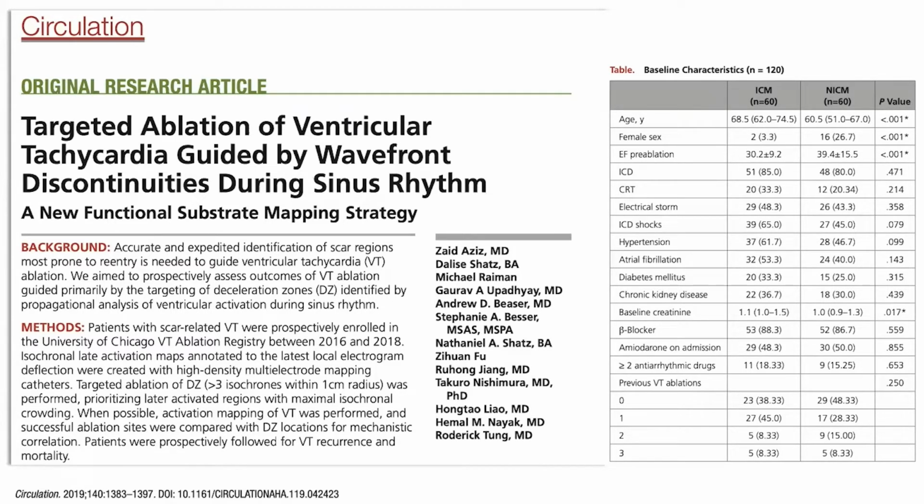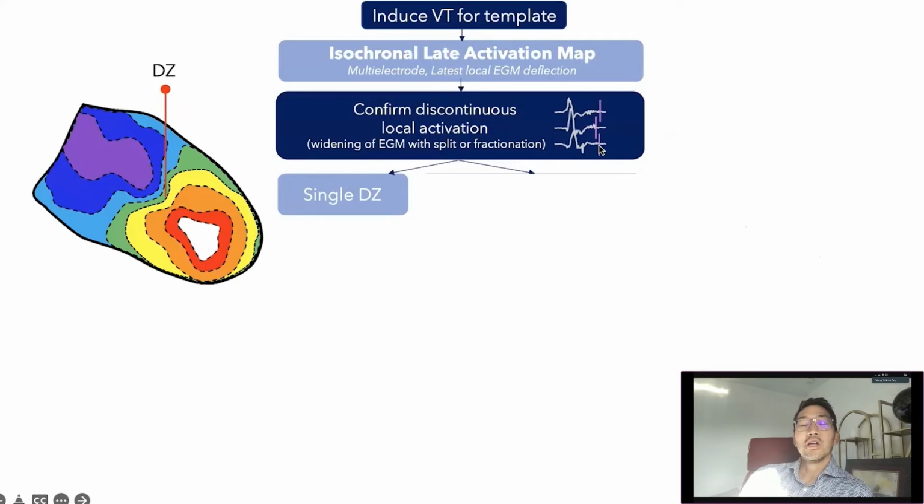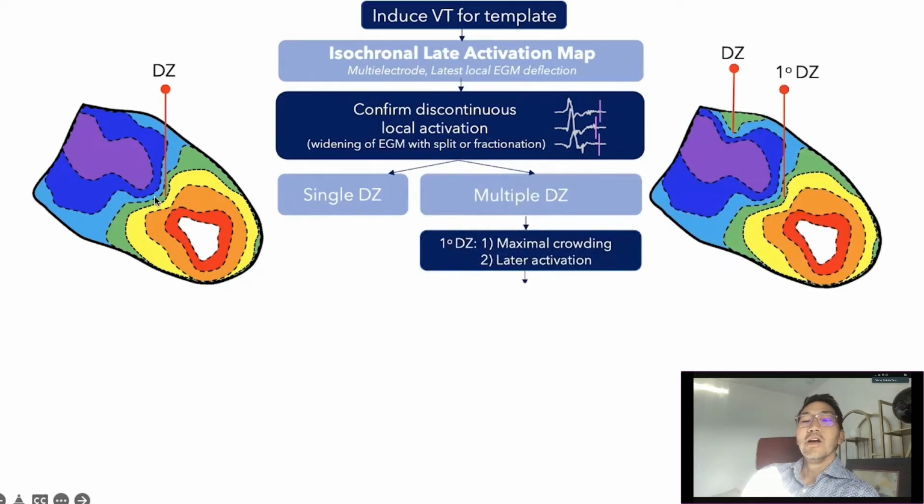So in this series, prospectively, what we did in Chicago, now 4 years ago, was 60 versus 60 ischemics and non-ischemics, where we did a very targeted ablation strategy. Here we do an isochronal late activation map. We do confirm local discontinuous activation with offset annotation. We look to see that the electrograms suddenly go from narrow to wide. If we have a single deceleration zone, we focus on that area. If we have multiple, we prioritize one by looking to see which one is more maximally crowded, which one has later activation. Those are the ones that we preference.